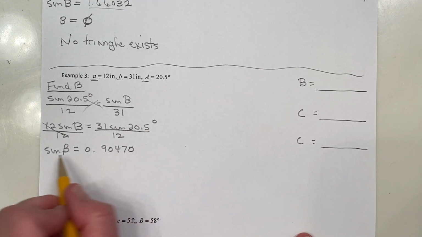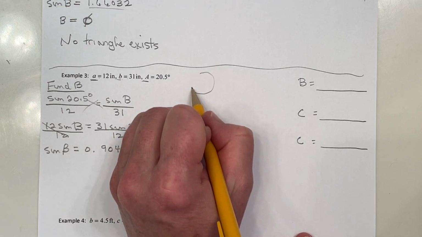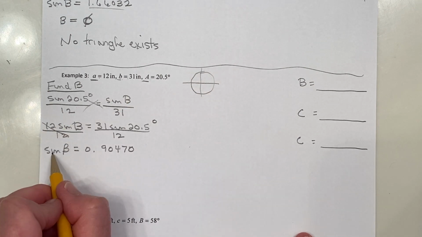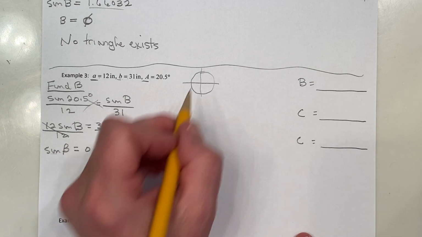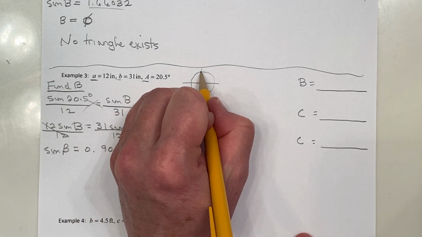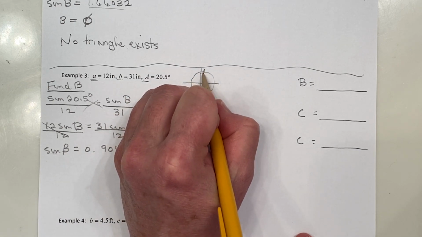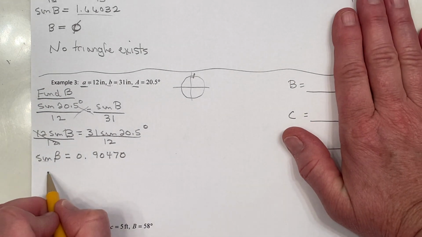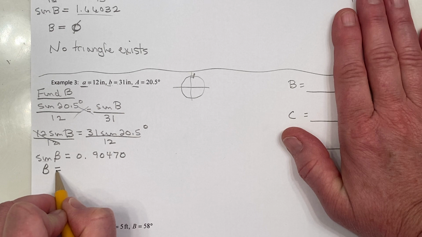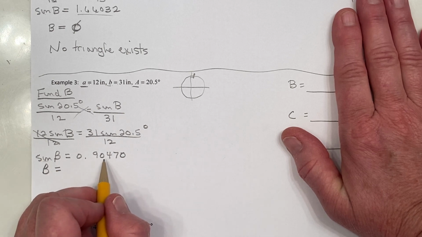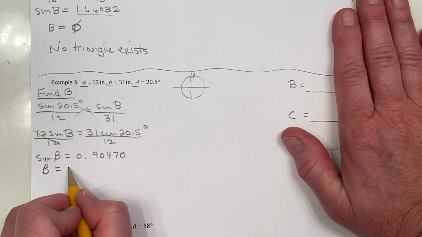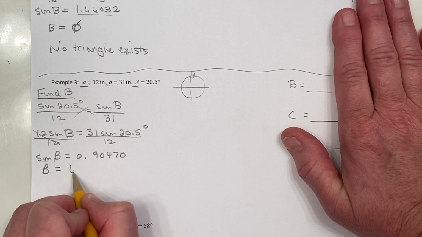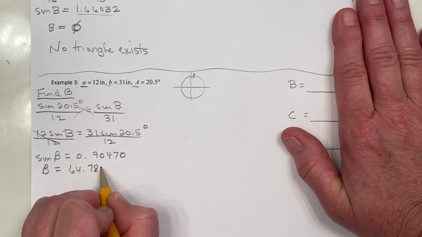All right, let's think about this before we do an arc sine. Let's go to the unit circle. Where on the unit circle would a y-coordinate be near 1? Probably right there, probably close to 90 degrees. So let's find B by doing an arc sine. Well, it's not as high as I thought. I thought it'd be closer to 90, but I ended up with 64.783 degrees.